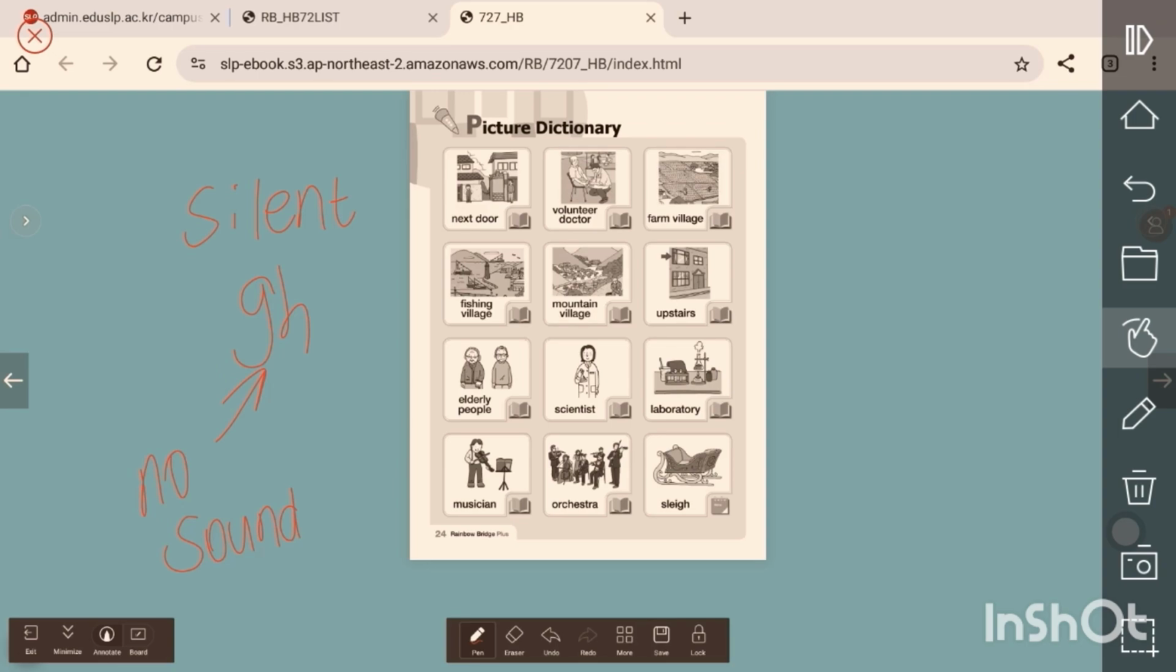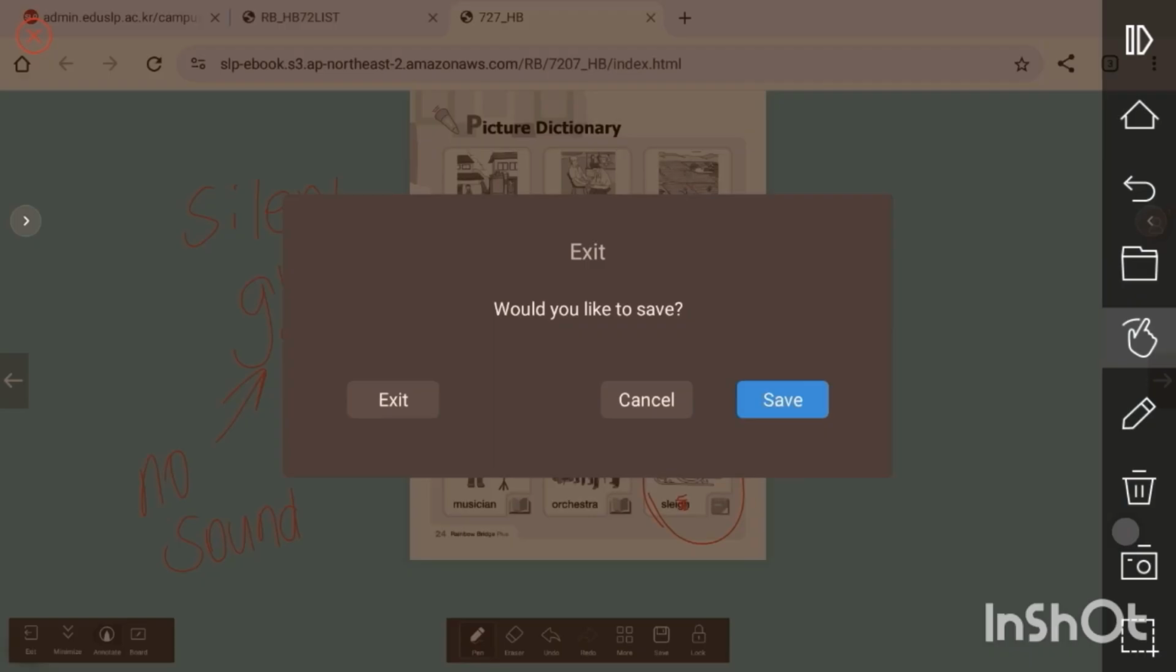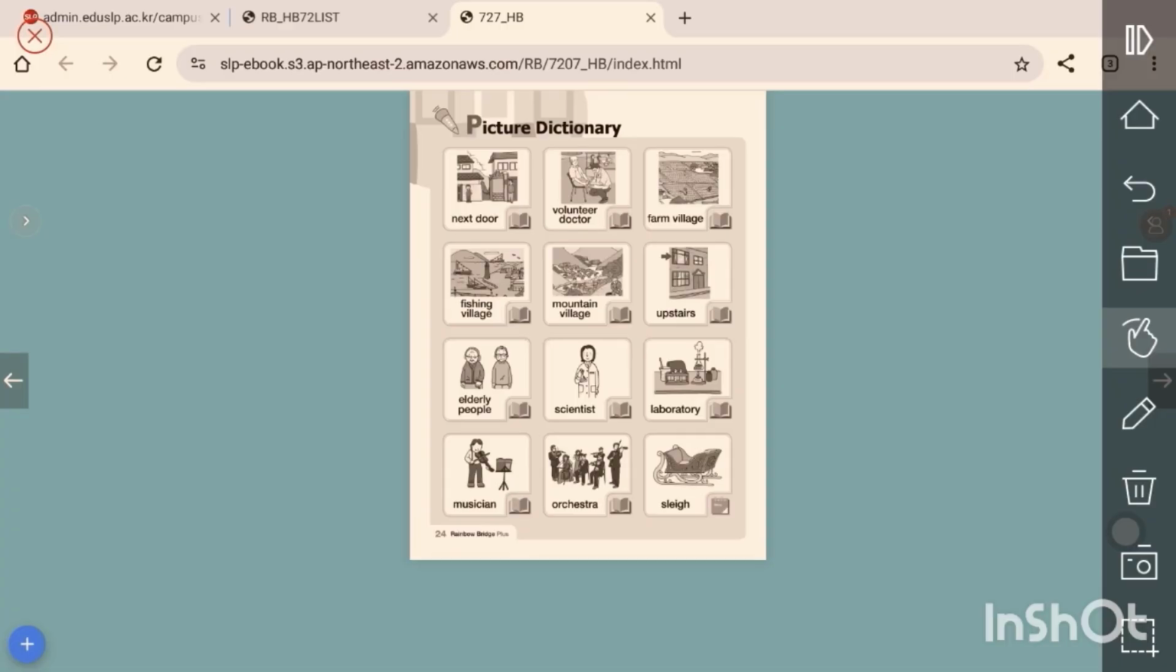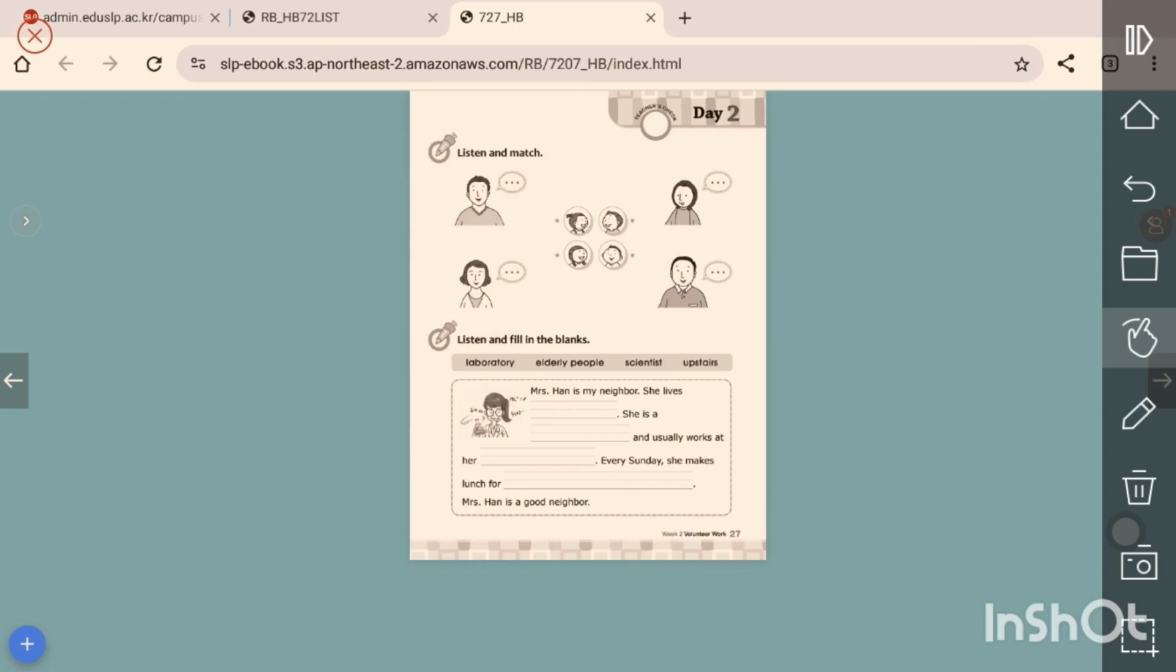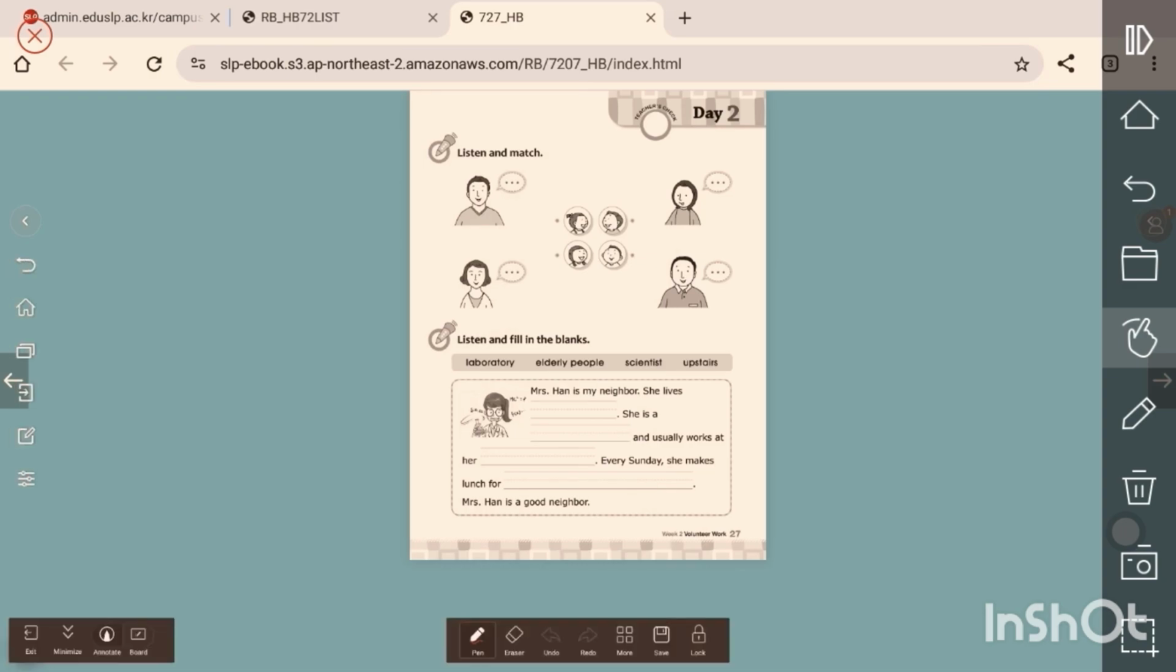So after I teach them silent GH with no sound, and we go over it, I will circle slay and get rid of the GH and say slay. GH, no sound. Then I will go to the day that they have to do for homework, and then we will go through those words together.